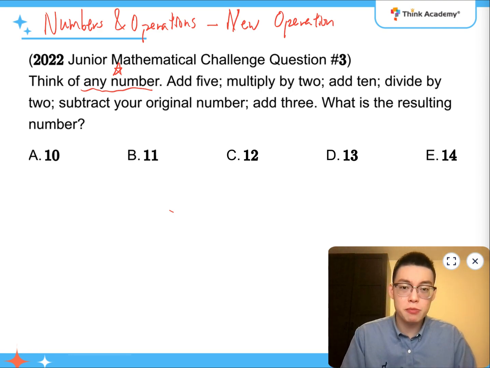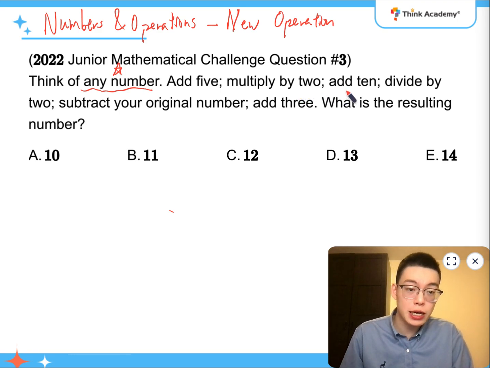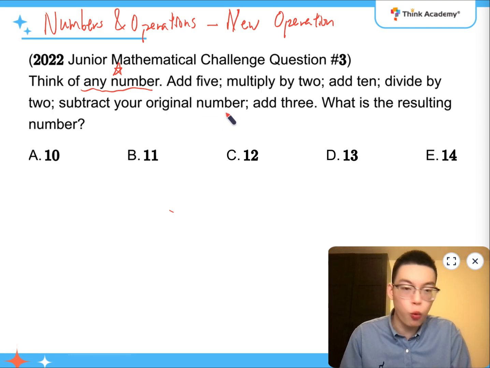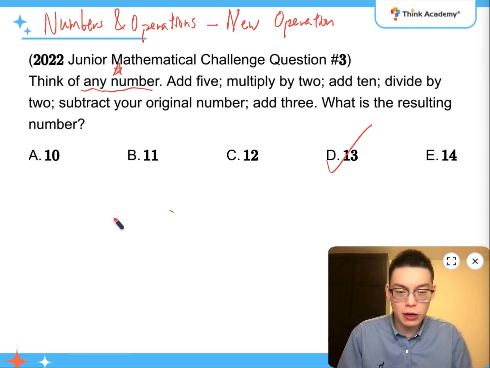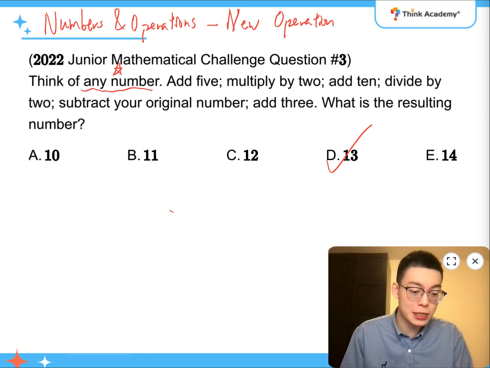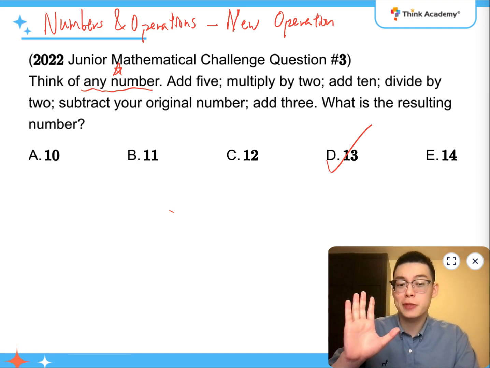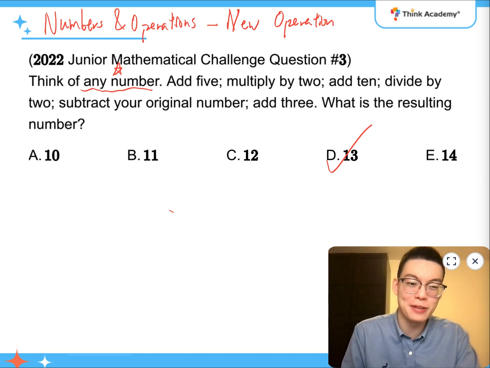So you can start with some simple numbers, say 1 or 0. And then, well, if you are using 1, you add 5, you get 6. Multiply by 2, you get 12. Add 10, you get 22. Divide by 2, you get 11. Subtract your original number, which is 1. Add 3, that's going to be 13. All right? So I'm not writing the whole calculation out because that's a lot of steps. But you can definitely do it with your mental maths, right? So I have complete faith in you for this one.